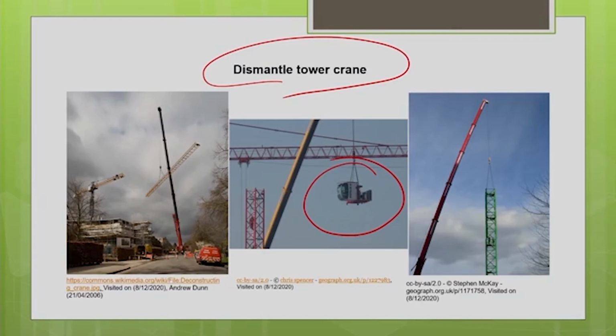After that you remove all the sections one by one with the help of another mobile crane. So, this is how the normal dismantling procedure of the tower crane goes. You need the support of another mobile crane for the entire procedure if you do not have the climbing cage.